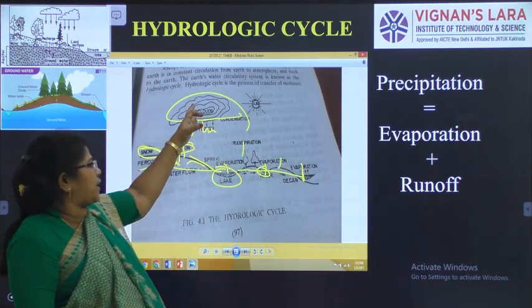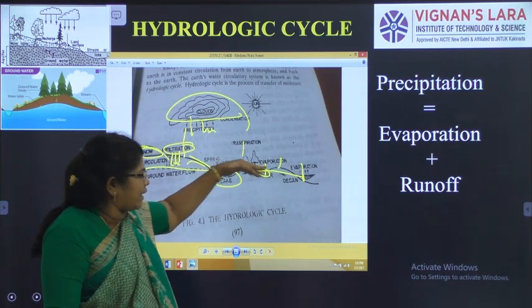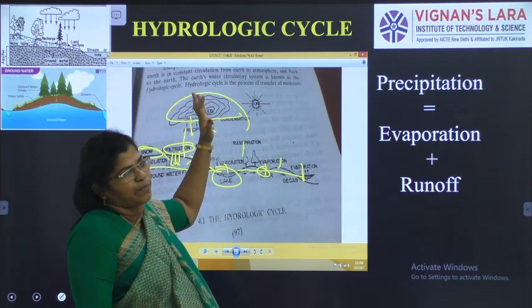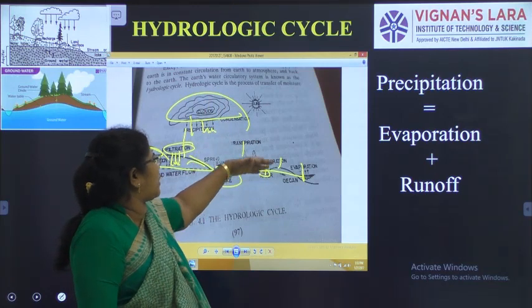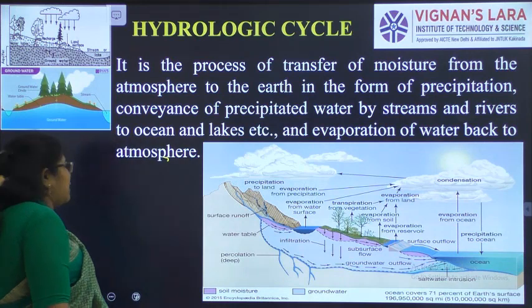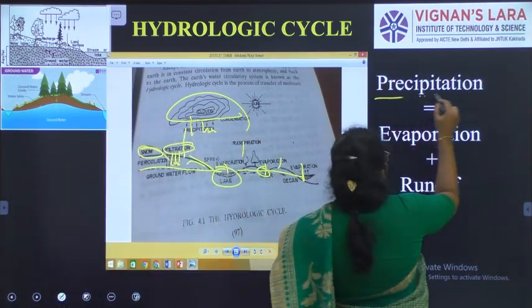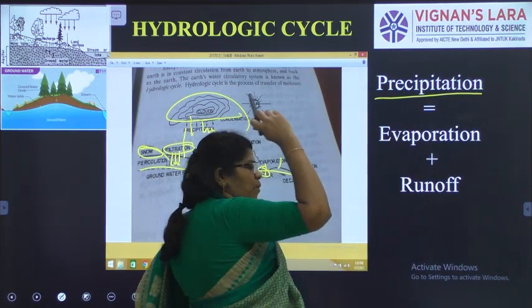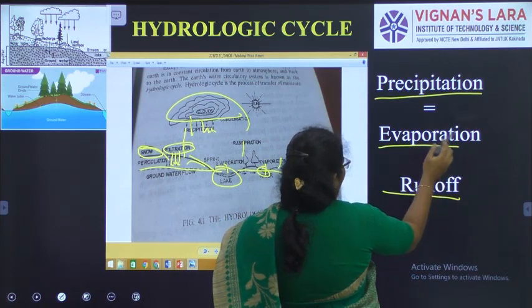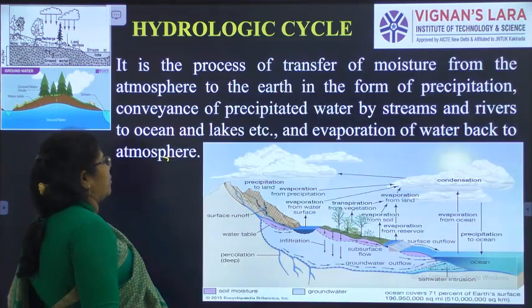So the precipitation of rain or snow will go into the lake, river or ocean, where evaporation, and from the trees transpiration, will take place. This water vapor will again condense and form precipitation. This cycle we call the hydrological cycle. In the hydrological cycle, precipitation, either as rain or snow, will be equivalent to evaporation and runoff, which we call evapotranspiration and runoff.